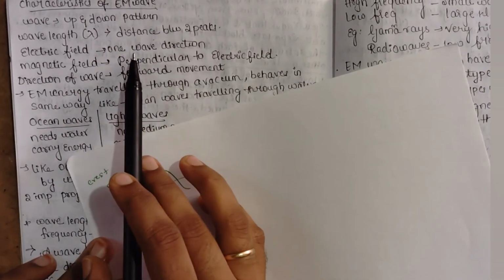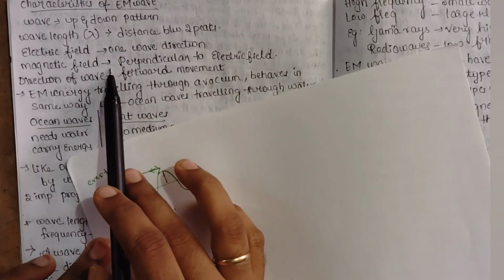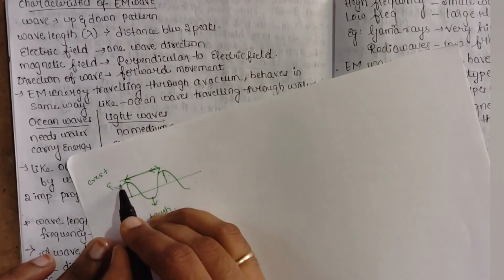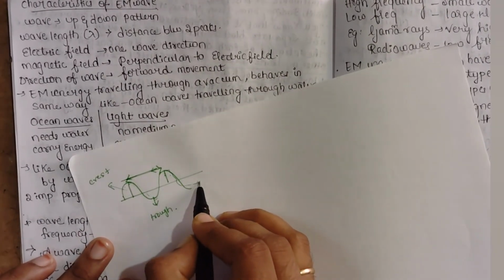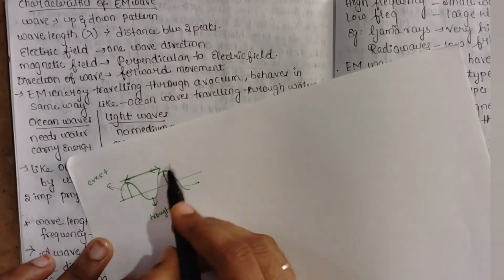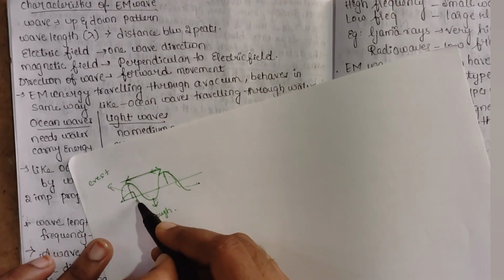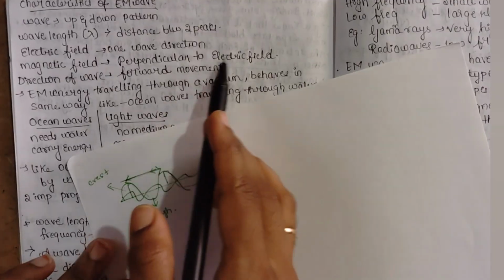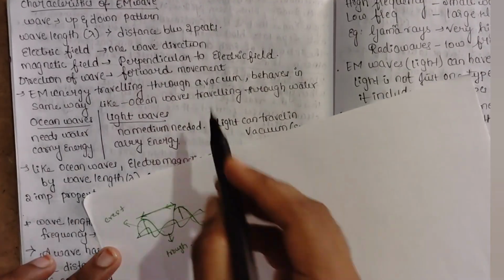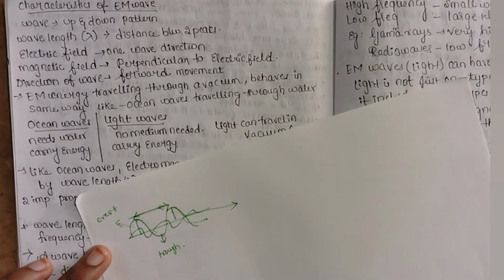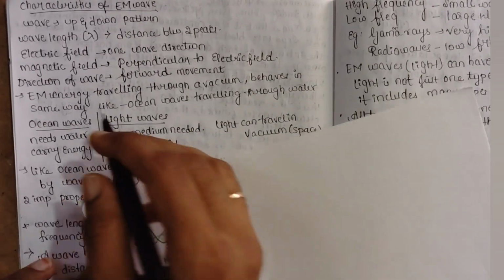Electrical field means one wave direction. The magnetic field is perpendicular to the electrical field. Suppose if we take this as the electrical field, then the magnetic field direction will be somewhere like this, very much perpendicular to the electrical field. The direction of the wave will be in the forward direction. Now I have shown you from the textbook in that way.